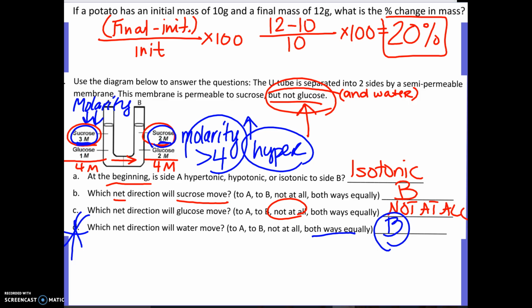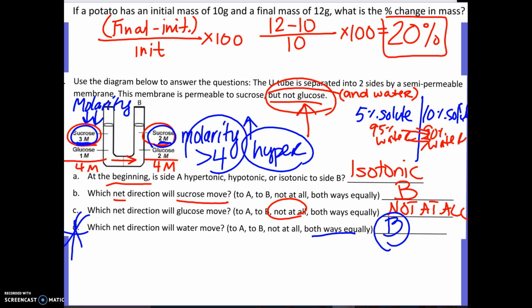Remember, if we look at it in percents instead of molarity, because molarity is a little harder, if you had, for example, 5% solute on one side, and 10% solute on the other side, and only water can pass, how much water is technically on the left side? So technically, this is 95% water. And how much water is on the right? 90% water. So water is going to go to the side with less water.